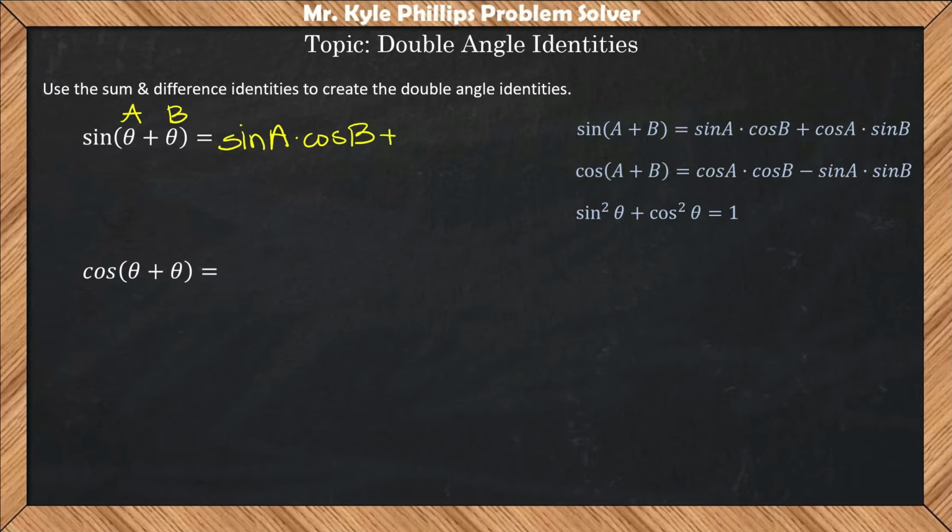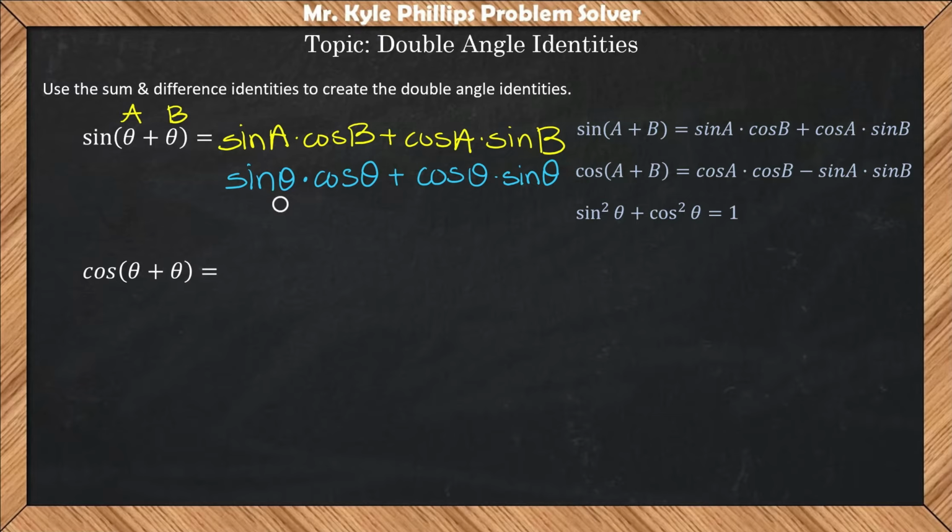So I'll write sine of A times cosine of B plus cosine of A times sine of B. I need to plug in my two angles for A and B, but in this case, they're both theta. So I'll plug in theta everywhere I see an A and a B. Here I have sine of theta times cosine theta plus cosine theta times sine of theta.